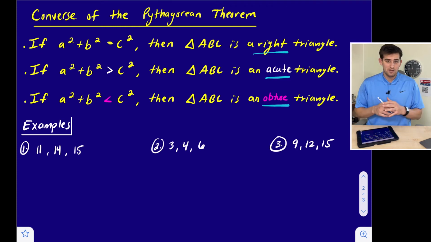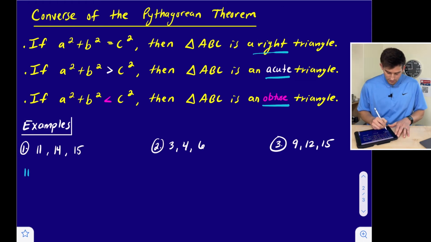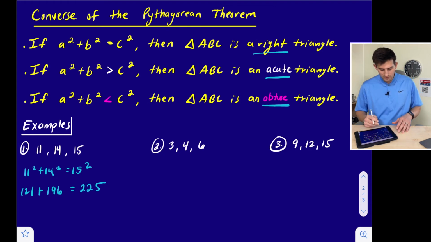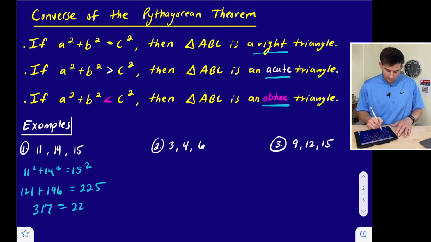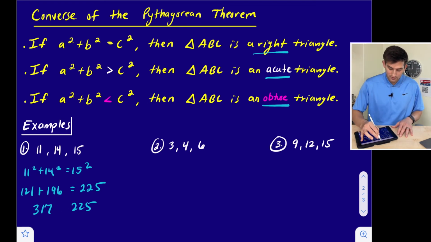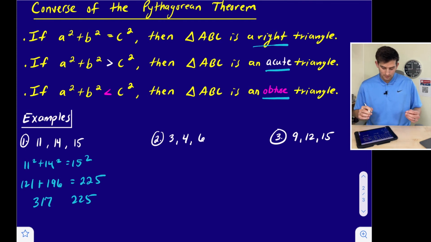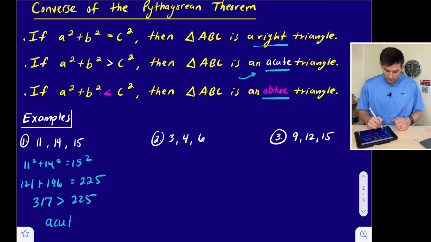We've done a previous video on that. I'll link it in the cards right now. So if we look at 11, 14, and 15, that's going to be a triangle. Here we're going to say 11 squared plus 14 squared equals 15 squared. 11 squared is 121, 14 squared is 196, and 15 squared is 225. When we add 121 and 196, we get 317. Is that equal to 225? No, it is not, so we know it's not a right triangle. But 317 is greater, so that gives us an acute triangle.